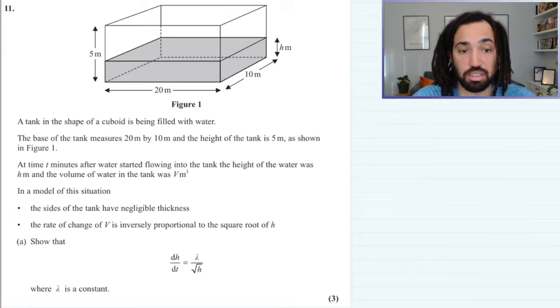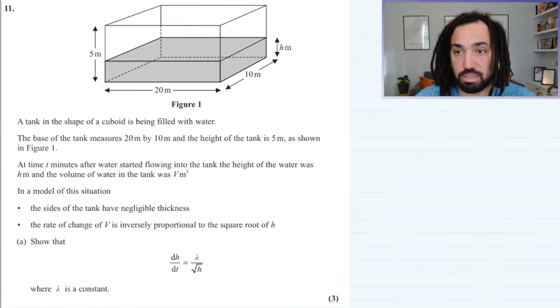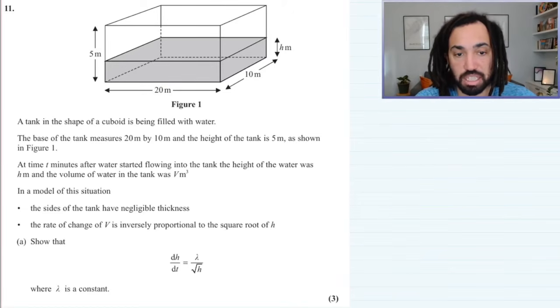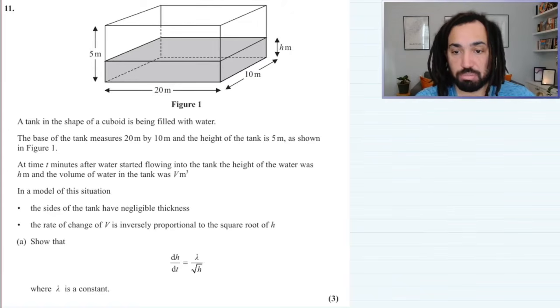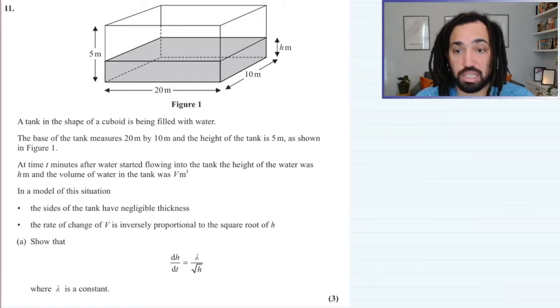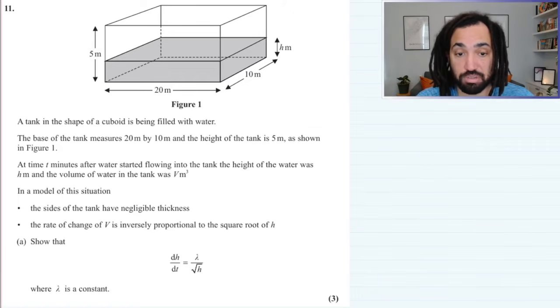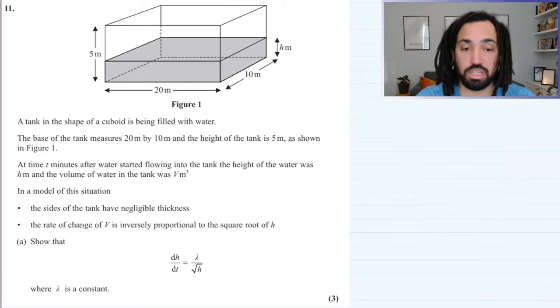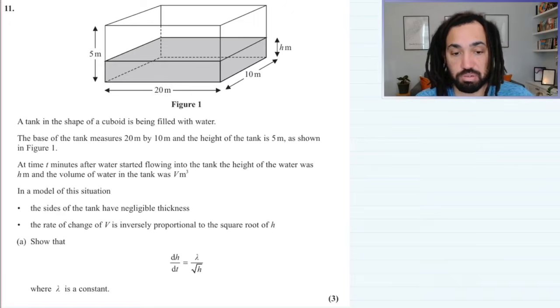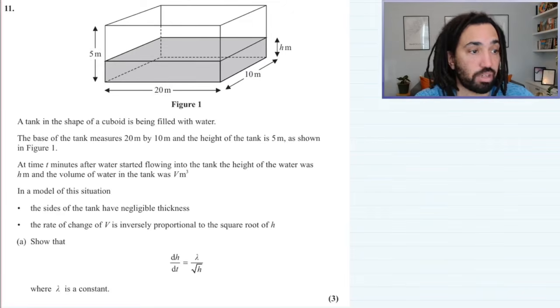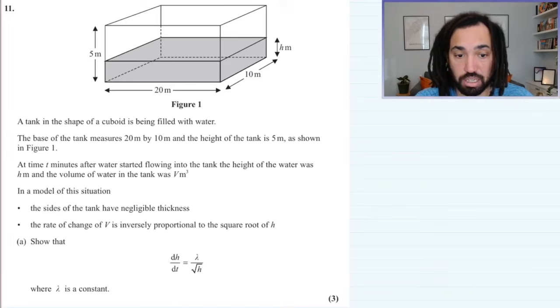Okay, we've got what looks like a differential equation, rates of change type question. A tank in the shape of a cuboid is being filled with water. The base of the tank is measured by blah blah blah. Water starts flowing into the tank, and the height of the water was h, and then the volume of the water in the tank was v. In this model, the rate of change of v is inversely proportional to the square root of h. Show that. Okay, so let's start with that.